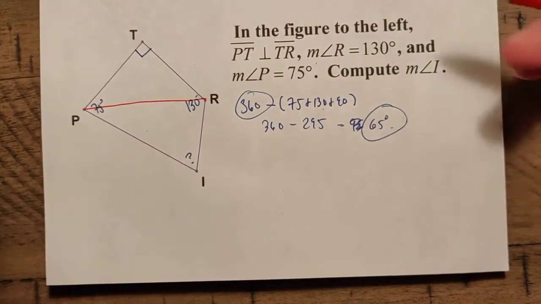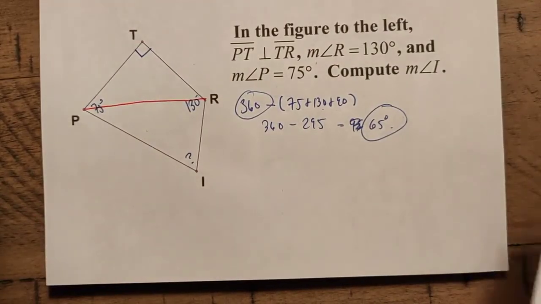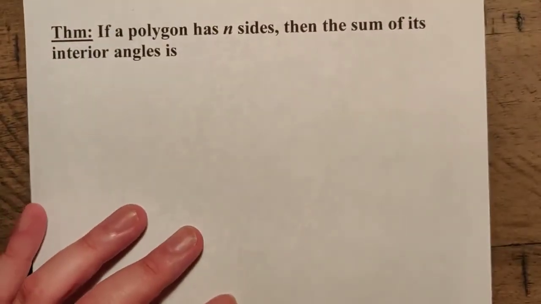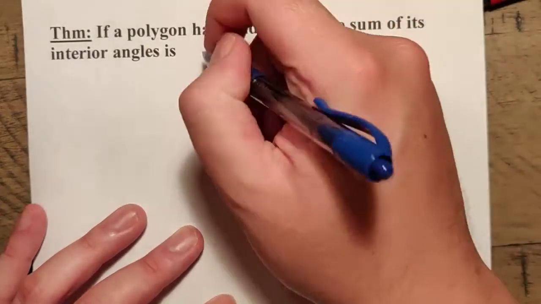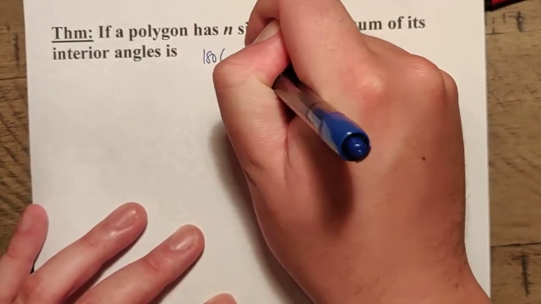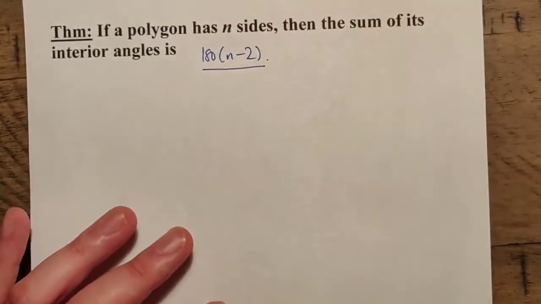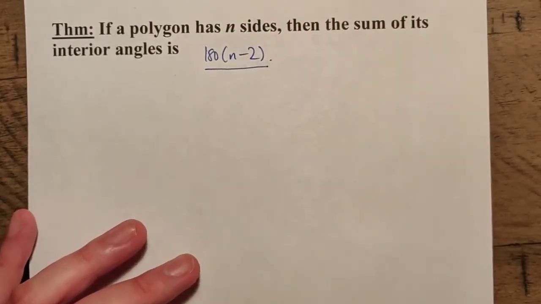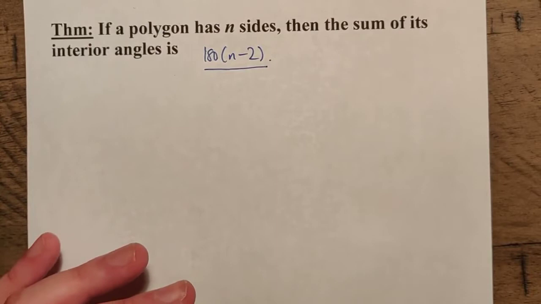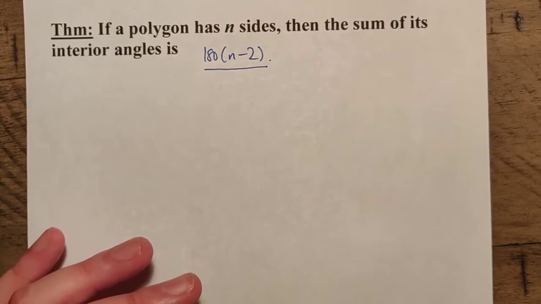Okay? And some of you may know, wait a minute, there's a formula, there's a theorem here, that if you have a polygon with n sides, if you have an n-gon here, the sum of the interior angles is going to be 180 times n minus 2. Some of you may have known this theorem already. Now, of course, why is it true? This is a theorem, so we should be able to prove it here.